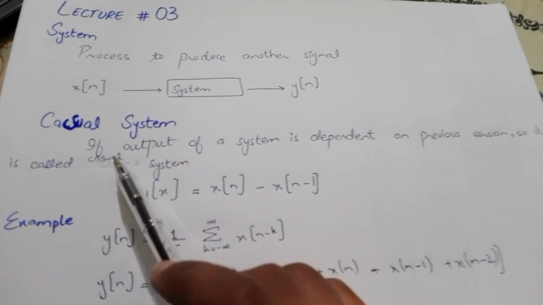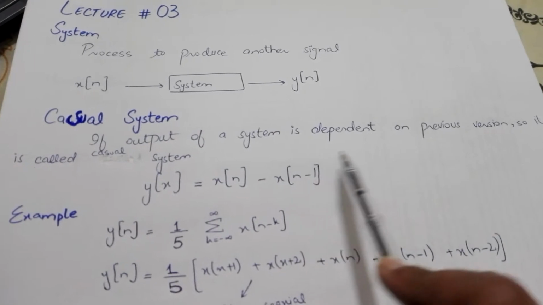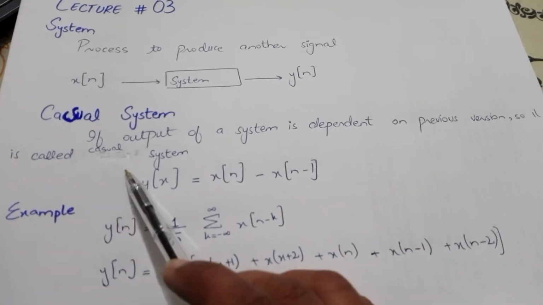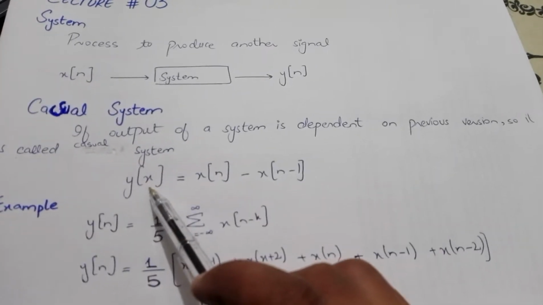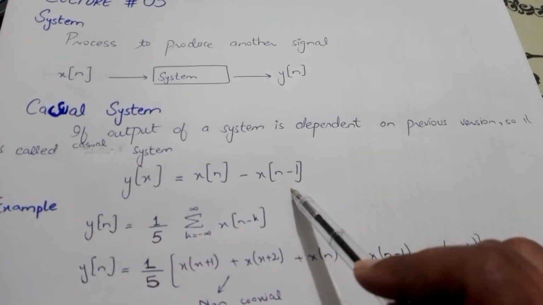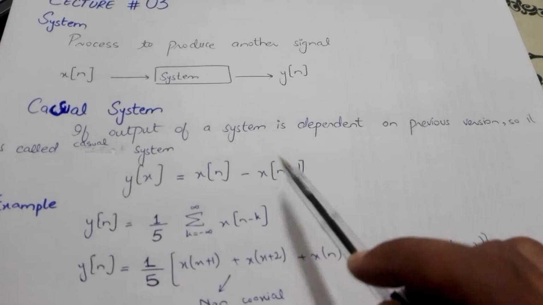Causal system. If the output of a system is dependent on previous values, it is called a causal system. For example, this is the output and it is dependent on the previous value n-1.